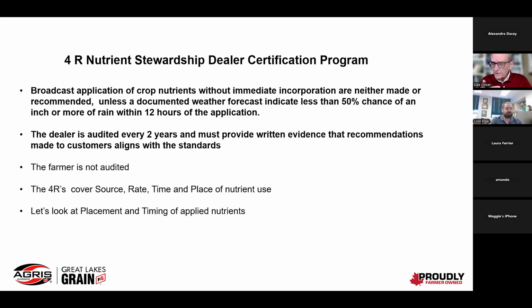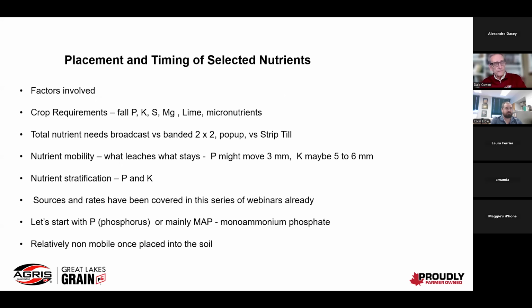So I'm going to focus more on the placement and timing of applied nutrients. There's lots of factors involved in this. Colin touched on some of them, but what are the crop requirements? I'm going to focus on some of the fall activity for PK, possibly sulfur, magnesium, lime, and a little bit of micronutrients. What are the total needs for broadcast versus banded? How do I split up my application rates that are most effective for the crop? When do I use a pop-up fertilizer? When do I use strip till?